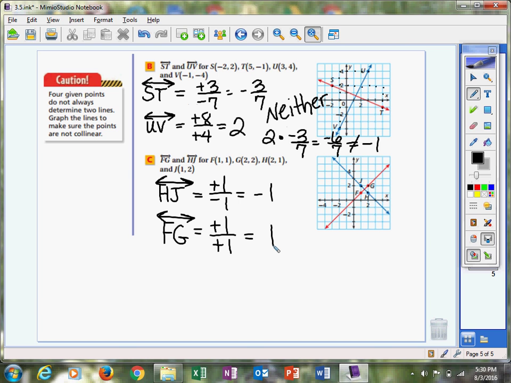Are those opposite reciprocals? Yes. Do they, when you multiply them, do you get negative 1? Yes. So guess what, guys? These lines are perpendicular.